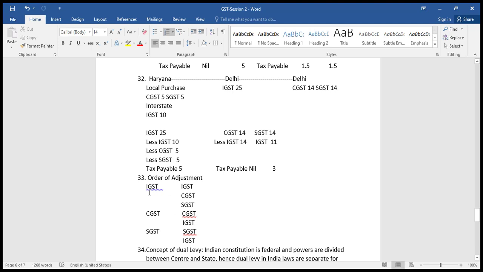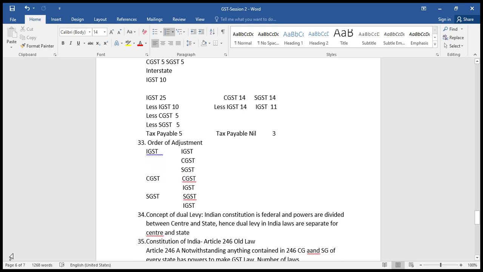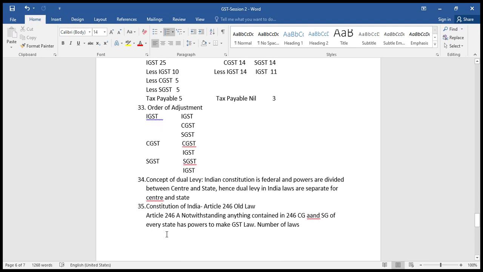Order of adjustment: IGST first IGST, then CGST, then SGST; CGST first CGST, then IGST; SGST first SGST, and then IGST. Concept of dual levy: the Indian Constitution is federal and powers are divided between central and state. Hence, dual levy in India, laws are applicable for center and state.